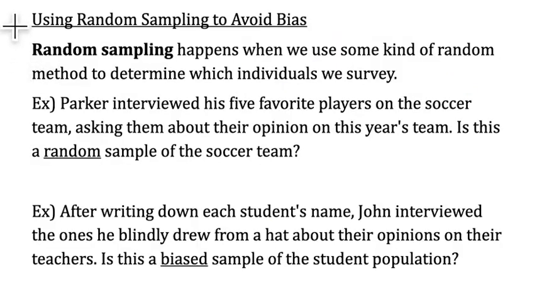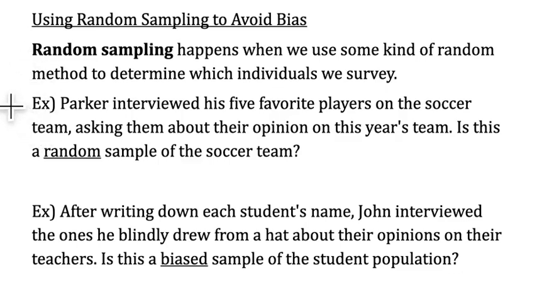Now let's learn about using random sampling to avoid bias. Random sampling happens when we use some kind of random method to determine which individuals we survey. This way, we can say that no personal biases were involved in the conclusions we draw.